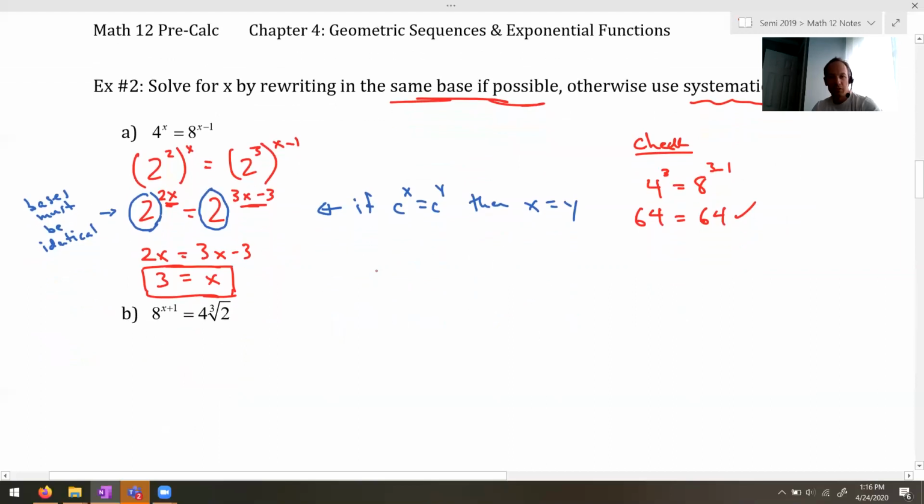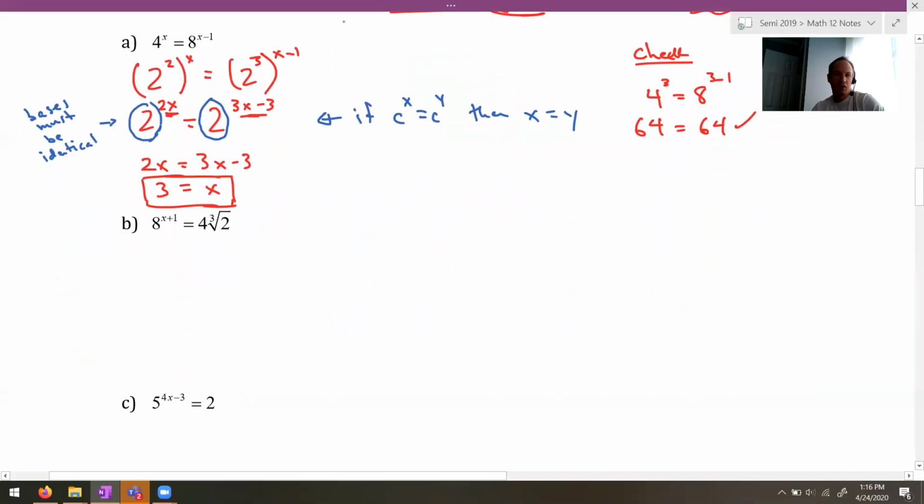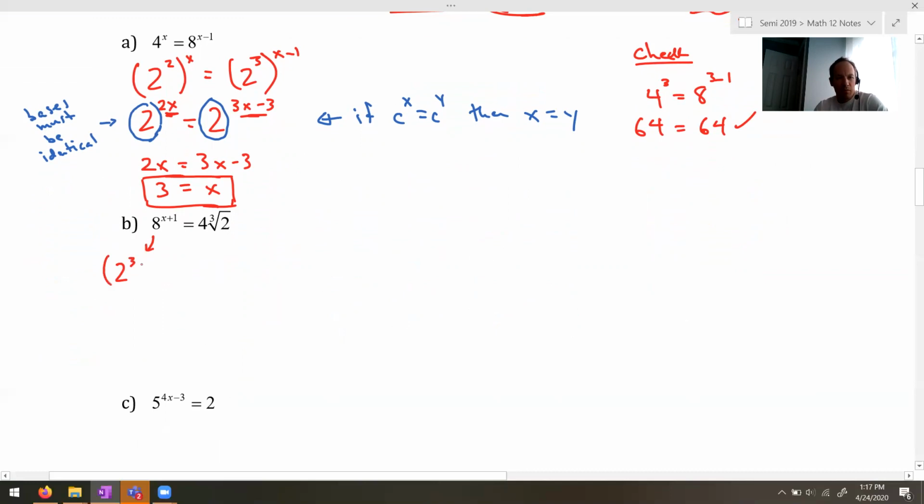When you're looking at something like this, you've got 8s and 4s and 2s. So the common base here is going to be 2. And there's not really a method I'm using to figure that out. I'm just sort of common sensing it here. Okay, so this one over here is going to be a little tricky. I'm going to break this up. So 4 is 2 squared, and then the cube root of 2 is actually 2 to the power of 1/3.